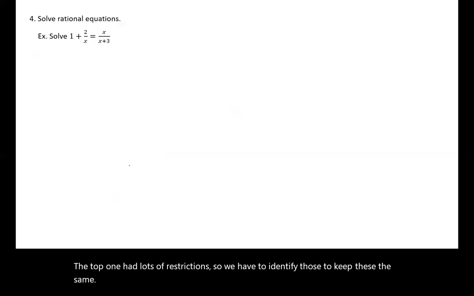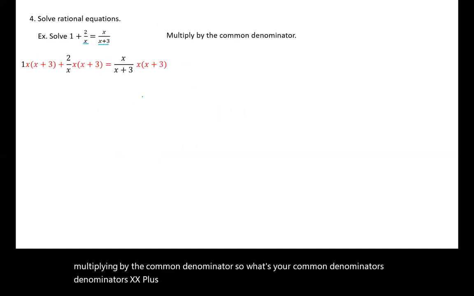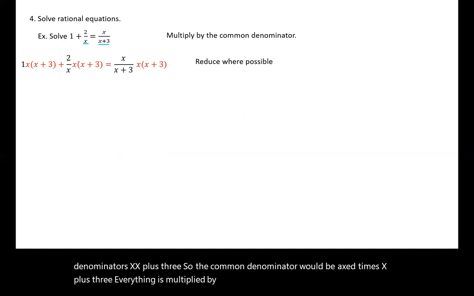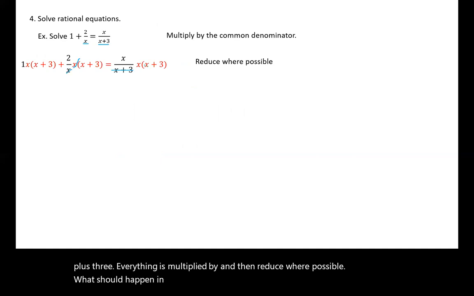Solving rationals, we do something very similar to what we did earlier. Start by multiplying by the common denominator. So what's your common denominator? Denominator of x and x plus 3. So the common denominator would be x times x plus 3. Everything gets multiplied by that, and then reduce where possible. What should happen in this step is every denominator should be eliminated. Looks like they're all gone.